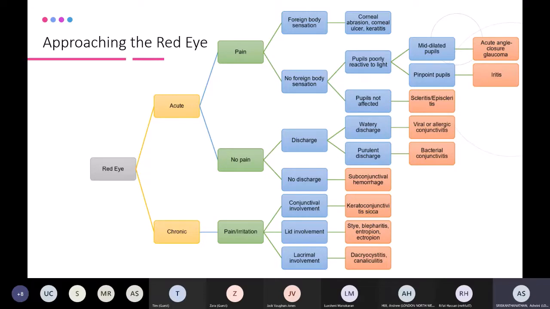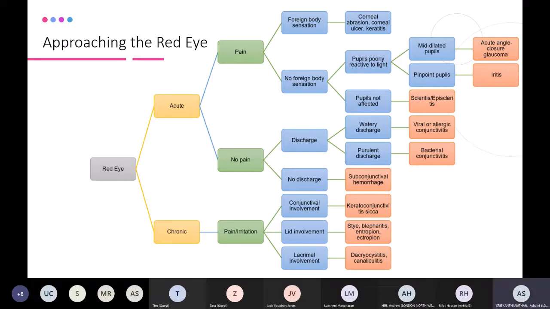But the main things that you want to consider when approaching a red eye is their possible trauma, see if there's any visual loss, if they've got any raised intraocular pressure or any pain. Look at their pupils, see if it's reactive or not, and then also use a slit lamp to look at the back of their eyes too.